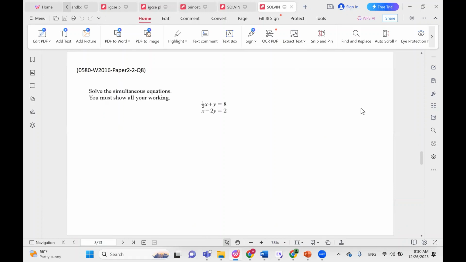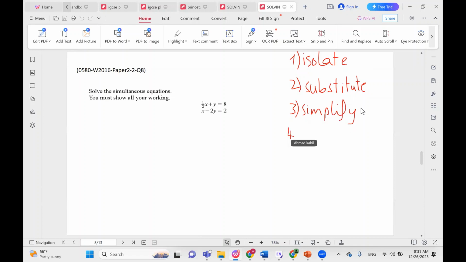Let's try this again. I will quickly write down the steps. Isolate, substitute, simplify, plug, and check. So ISSPC. Isolate, substitute, simplify, plug, check.